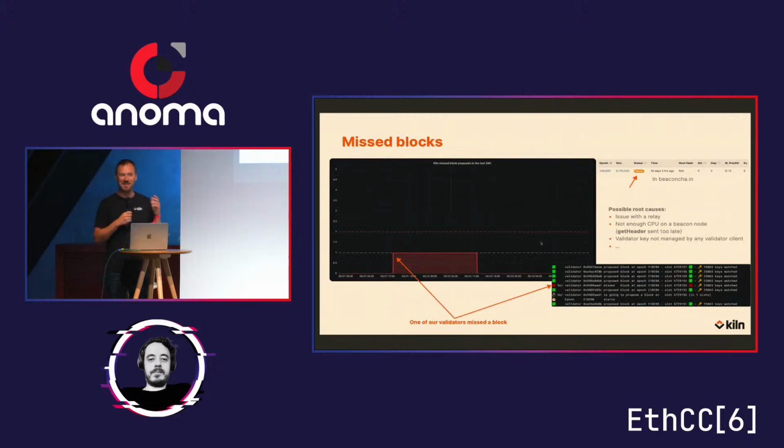So what to monitor? The first thing you want to monitor, of course, is when you miss a block. When you miss a block, it's not good for you. It's not good for the network. And so you want to be alerted in real time if you miss a block. So for example, here, we missed a block at 12. We saw this here, and we also saw a log on our monitoring tool. And this corresponds to this missed block in the beacon chain. And possible issues when you miss a block are that you may have an issue with the relay, you may not have enough CPU on your beacon node, or the get header may be sent too late, or your validator key is not managed by any validator client. So you want to monitor when you miss a block in real time.